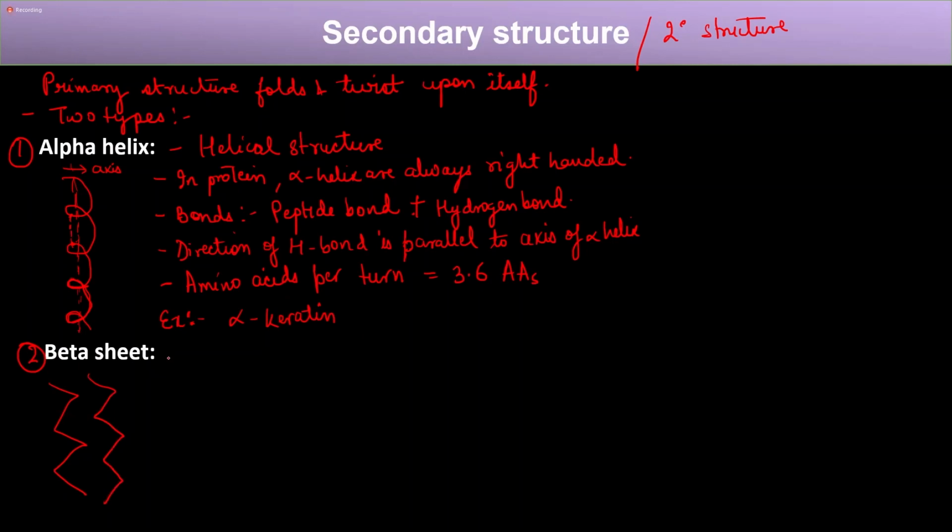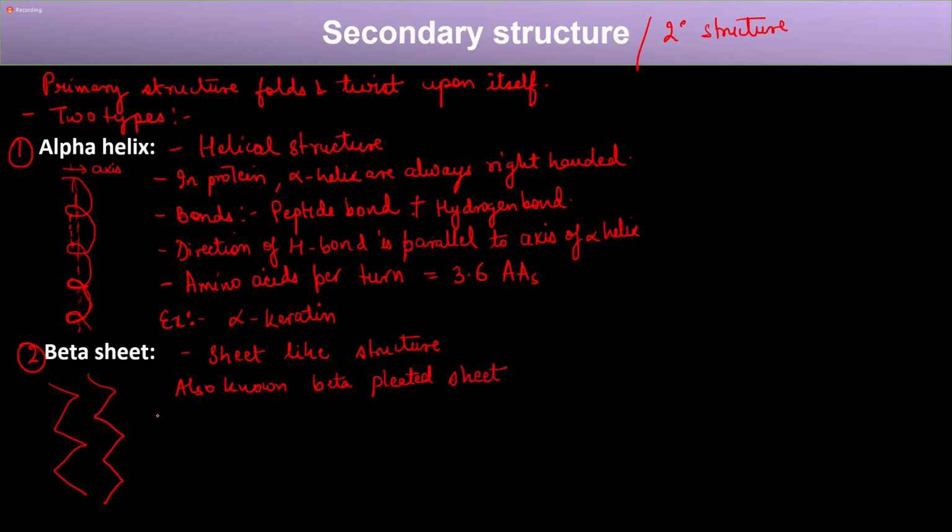It looks like a sheet-like structure. It looks like a sheet, so it has a sheet-like structure. This beta sheet is also known as beta pleated sheet. Okay. So if someone says beta sheet or beta pleated sheet, both are the same.